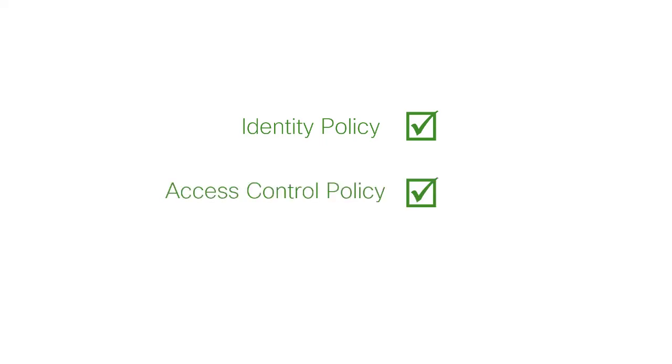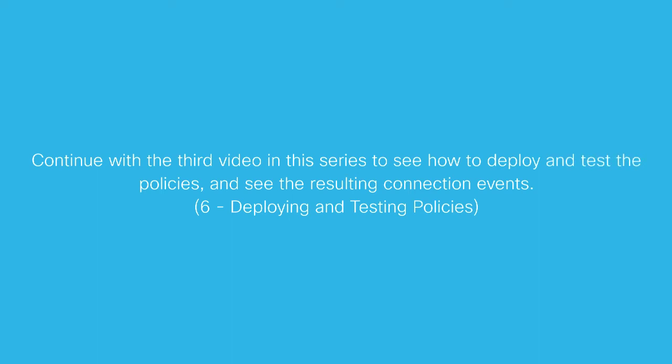You now have an identity policy that filters users in the domain and an access control policy that blocks certain users from accessing some web applications. You can now continue with the third video to see how to deploy and test the policies and see the resulting connection events.